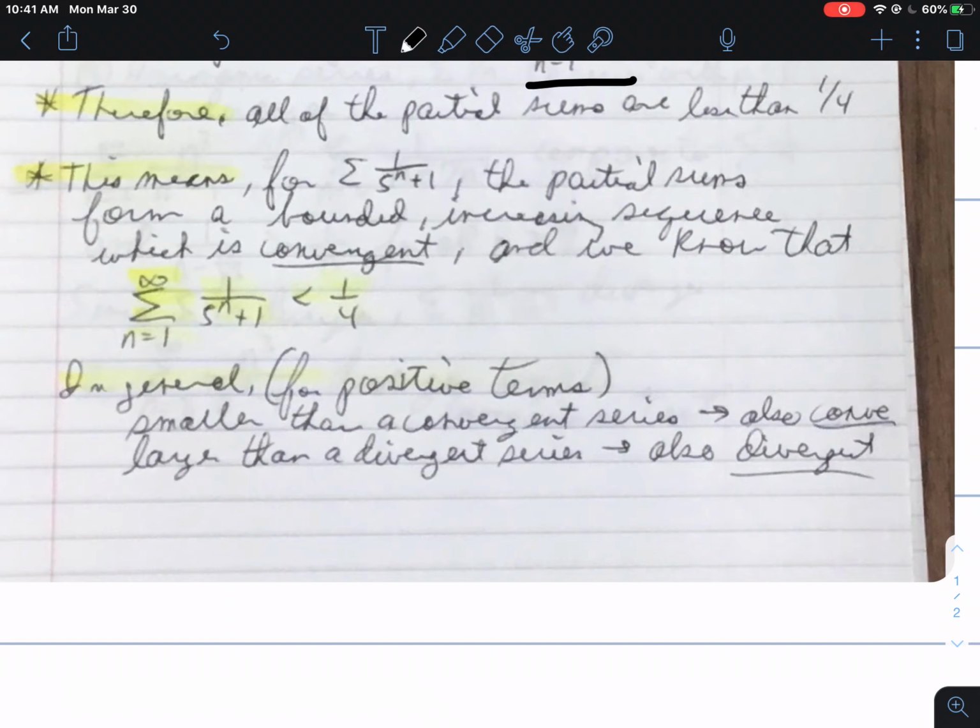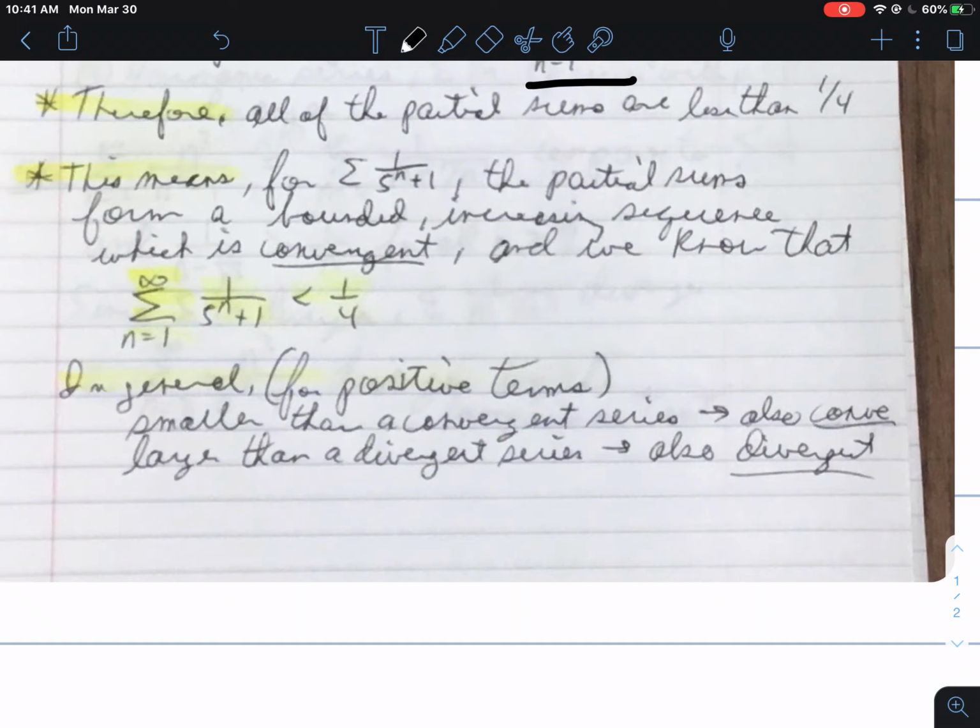And that goes to the monotonic sequence theorem that we mentioned back in the first section, that said that every monotonic bounded sequence is convergent. Monotonic meaning it's either increasing or decreasing. So if I have an increasing sequence that's bounded above, in this case it's bounded by 1/4, then I know that my series has to be convergent. All right. We also know that the sum of our series is less than 1/4.